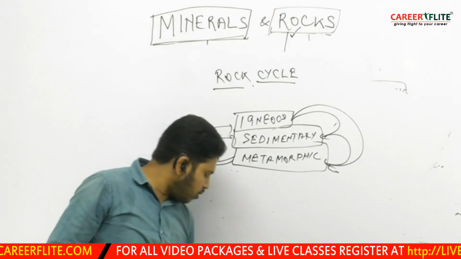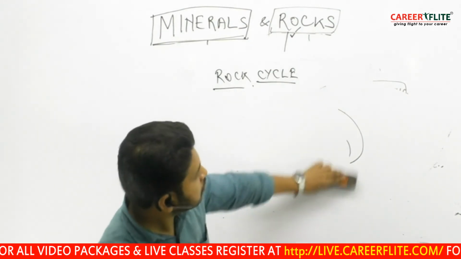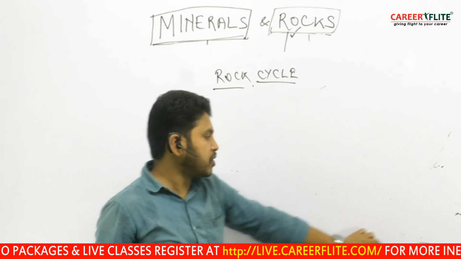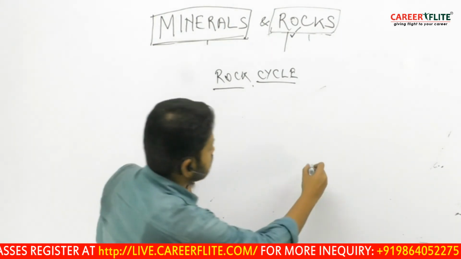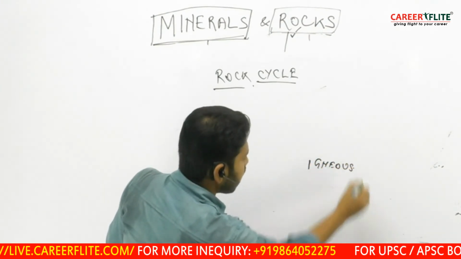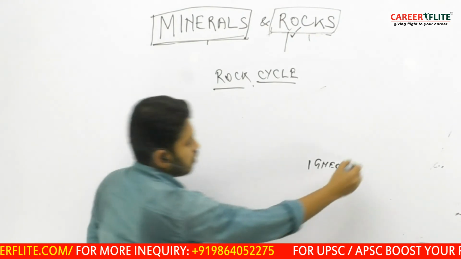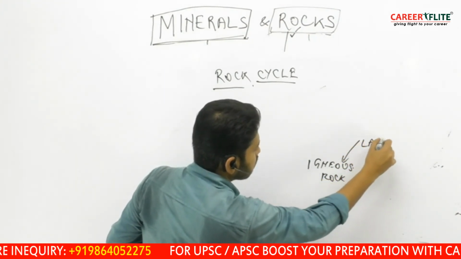Now we're going to see how this rock cycle actually takes place, the mechanism of the rock cycle. We'll understand it with a diagram. This is the igneous rock, and as we know, the source is lava. What is the source of igneous rock? It is lava from volcanic eruption.